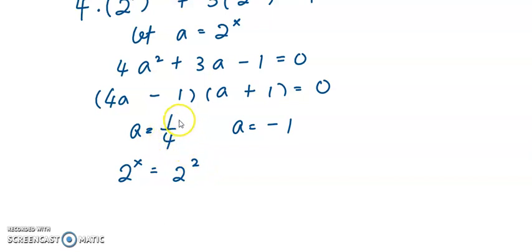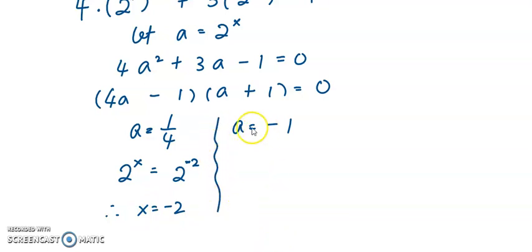Now I bring it back, I bring it up, I got to put negative over here, because 1 over 4 is equivalent to 2 power of negative 2. Then now compare the power at both sides. I got x equals to negative 2.